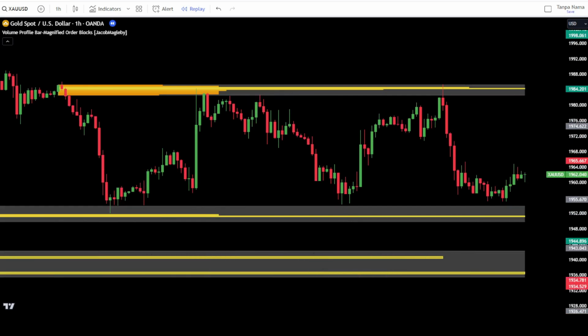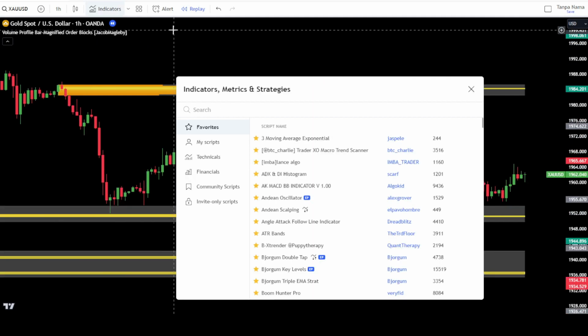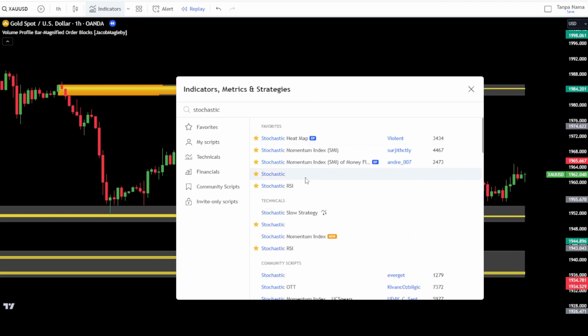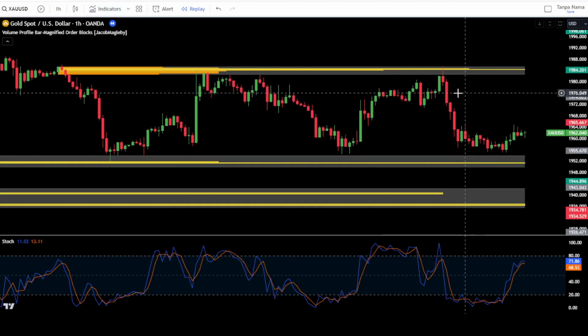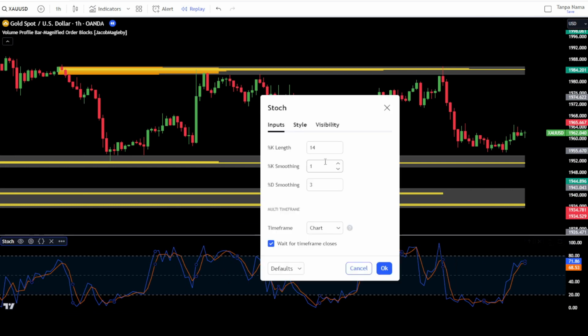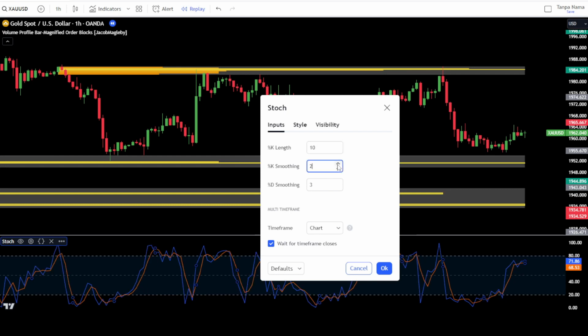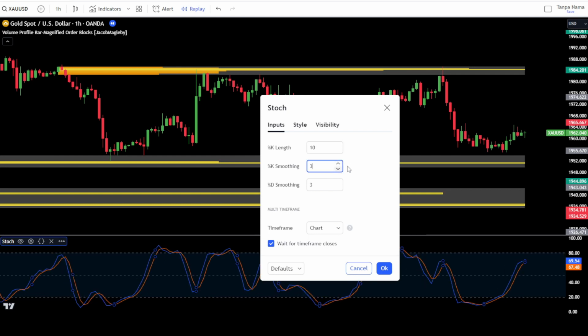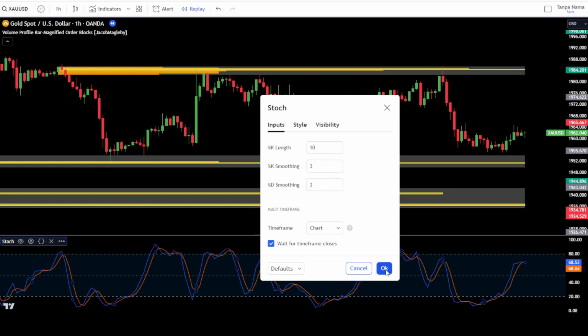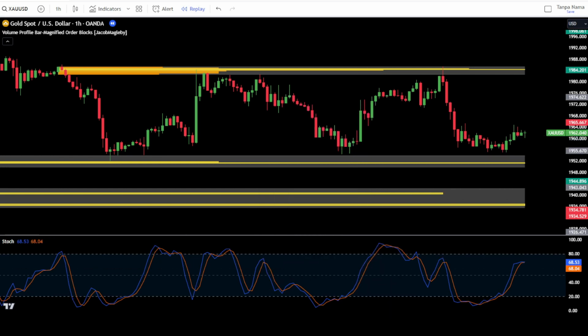Go to the indicator search tab and then type stochastic oscillator. Choose the default stochastic oscillator from TradingView. After that, go to the settings of the stochastic oscillator. In the input tab, set %K length to 10, %K smoothing to 3, and %D smoothing to 3. Then click OK. The stochastic oscillator indicator will be used as a trigger entry in the market.